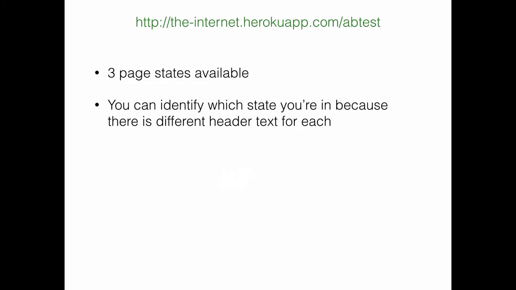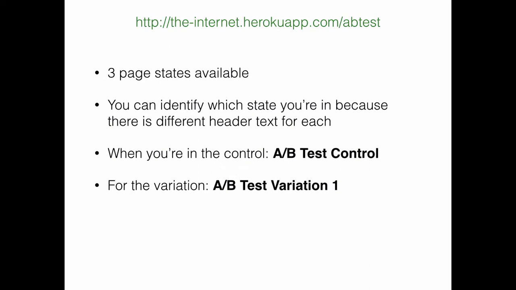And on this example app that I have called the A/B test example, there are 3 different states that the page is available in. And you can tell which state you're in because there is different header text. That's the thing that changes between each state. When you're in the control, the way the functionality should behave normally, it just says A/B test control in the header. And for the variation, there is A/B test variation 1. And if you're not in the test, you'll know because the header text will say no A/B test.